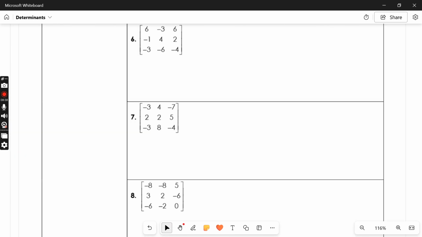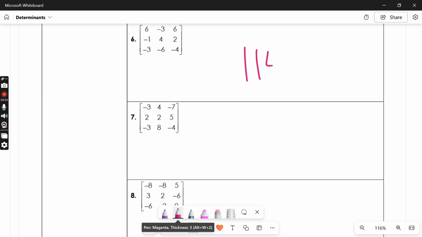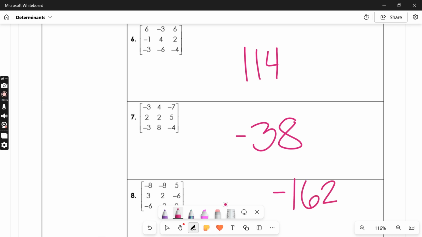Okay. So hopefully you paused it. If not, pause it now. But on number 6, your determinant should be 114. On number 7, your determinant should be negative 38. On number 8, your determinant should be negative 162. Okay?